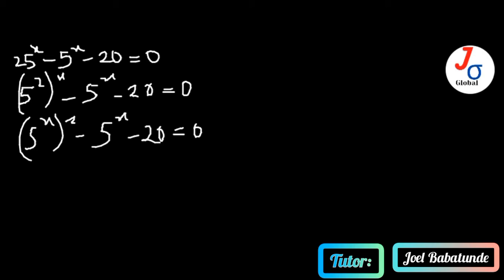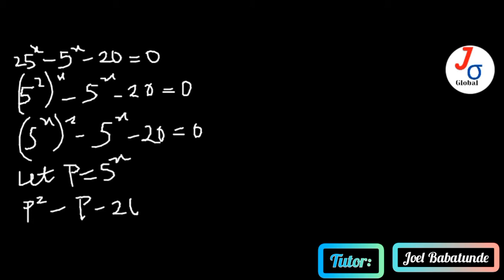So now since I have 5x inside here and I have 5x, so they are common, I could say let p equal 5 raised to the power of x. And if p is equal to 5 raised to the power of x, then this becomes p. So I have p squared minus 5x, 5 raised to the power of x now becomes p, then minus 20 equals 0.